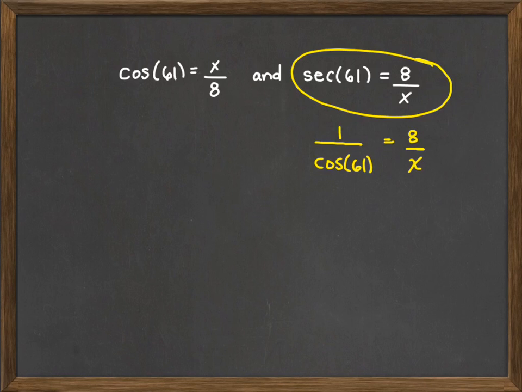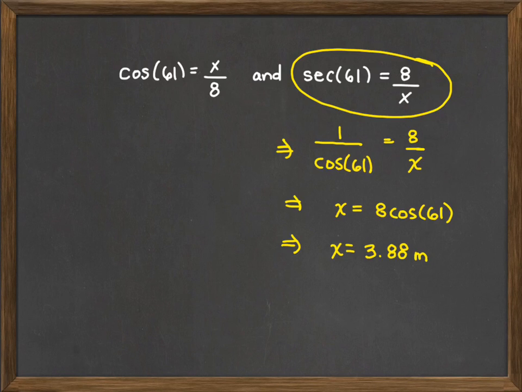Now we can just cross multiply. We will get x equals 8 times the cosine of 61 degrees. And then we just put that into our calculator, and we're going to get that x is equal to, drum roll, 3.88, and we are dealing in meters. So that is how far the base of the ladder is from the building.